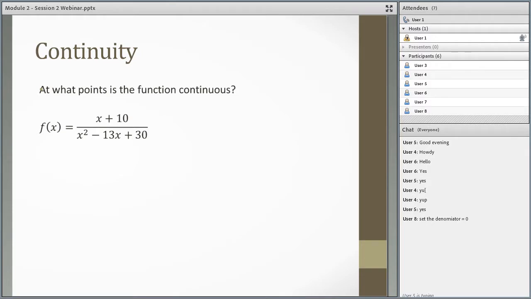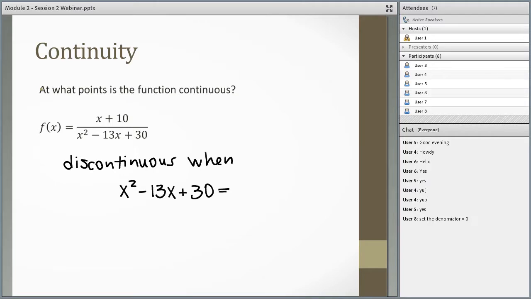Very good. So we can set the denominator equal to 0, because when the denominator equals 0, that's where we have a discontinuity. So this function is discontinuous when the denominator, so x squared minus 13x plus 30, equals 0. And it's continuous everywhere else.